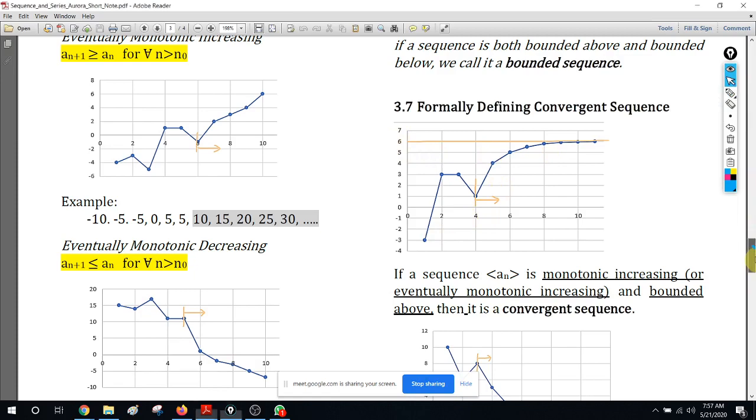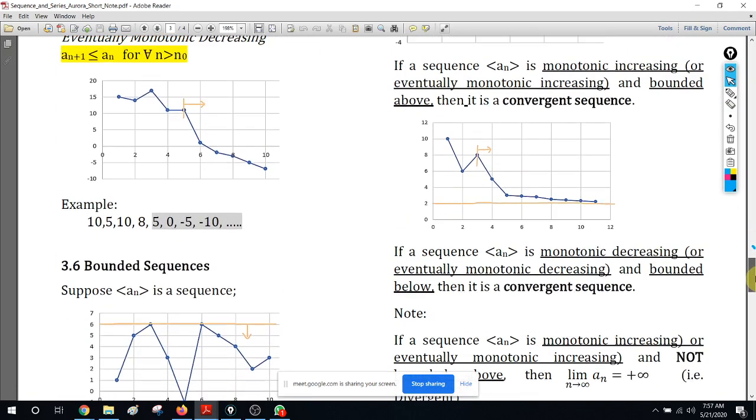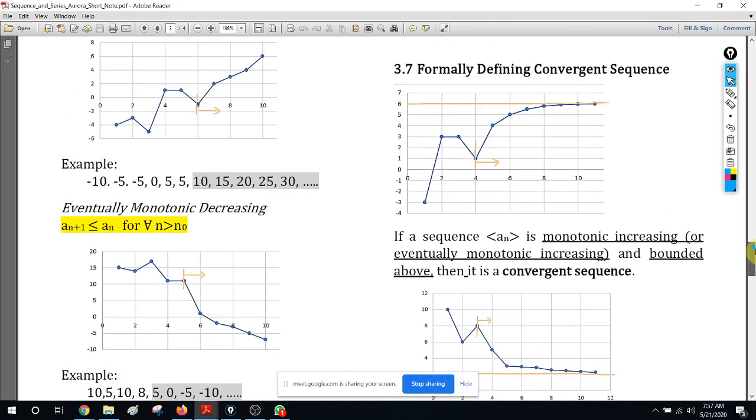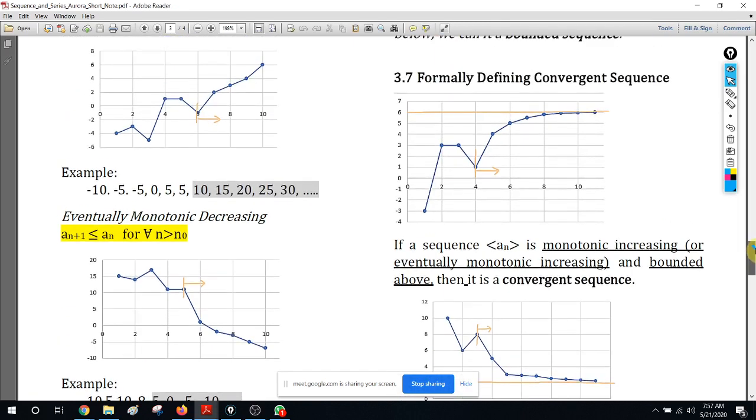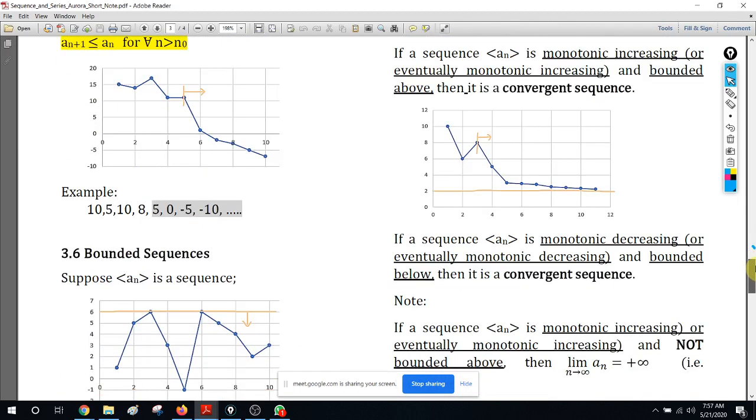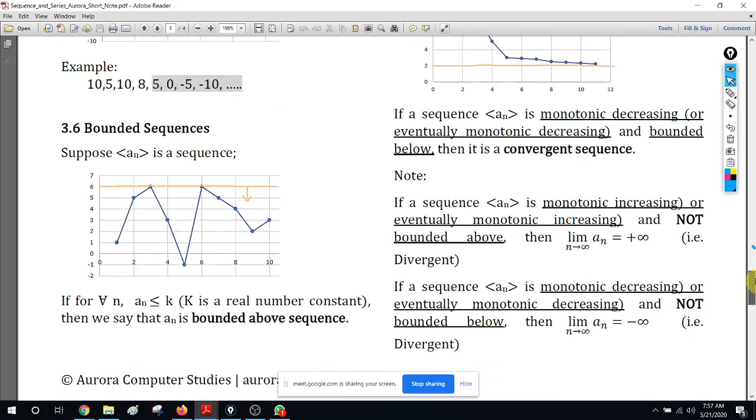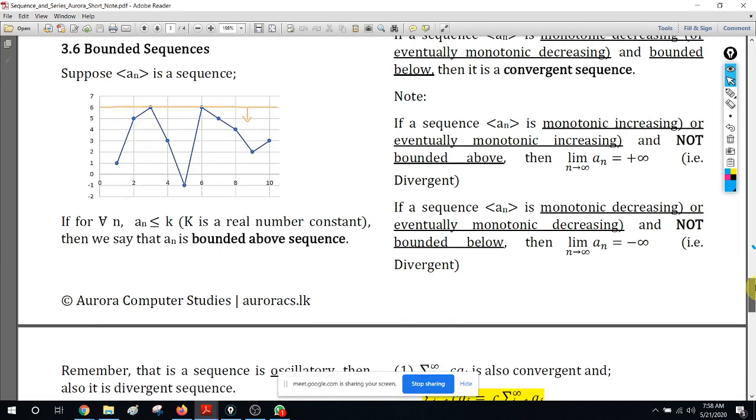That is bounded below and monotonic decreasing, or eventually monotonic decreasing. Then also it is going to reach this particular limit, again convergent, right? So you can now define a convergent sequence in two ways: monotonic increasing, or eventually monotonic increasing, and bounded above, or monotonic decreasing and bounded below. Both are going to be convergent sequences, right? If not, it is a divergent sequence.